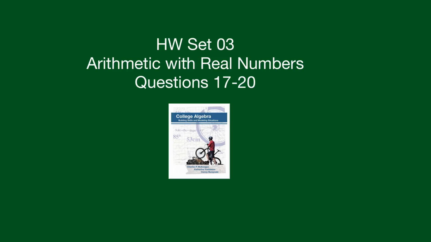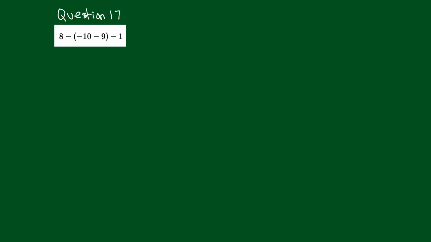This is homework set 3, arithmetic with real numbers, adding and subtracting. And we're going to look at questions 17 through 20. Question 17, we have, I got two subtractions here, right? Do you see them? There's that one, and there's that one.